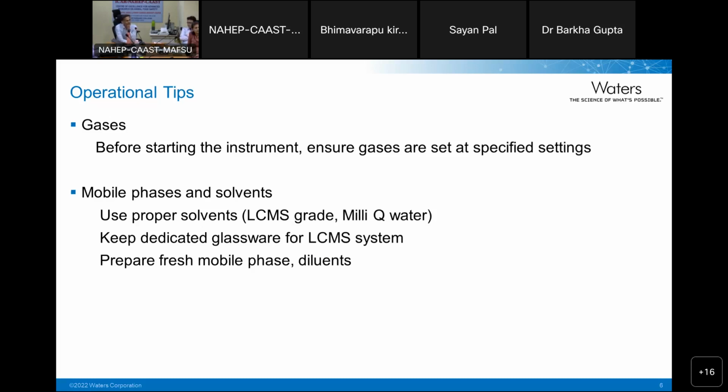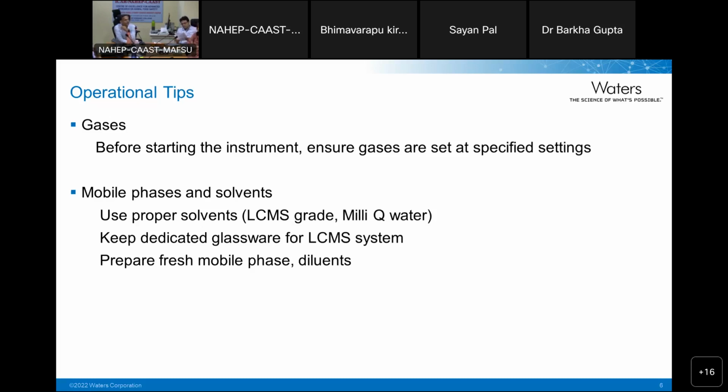And also, if water is kept for a longer time, there will be microbial growth. It is seen that over a period of 4 hours, microbial growth starts in water. So we don't recommend storing water or aqueous mobile phases for a longer time, right? So whenever you want to perform any experiments and if you have aqueous mobile phase, better to prepare the fresh mobile phase every time and discard the older one.